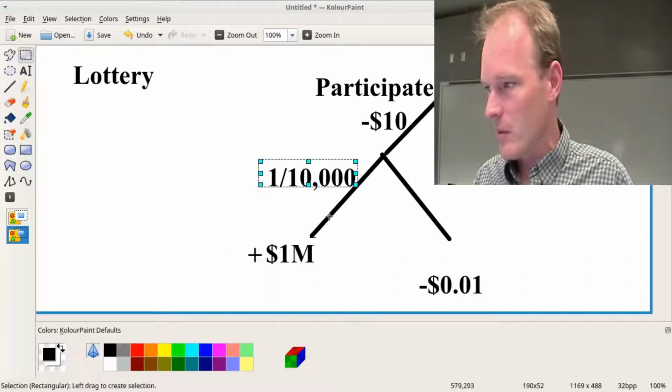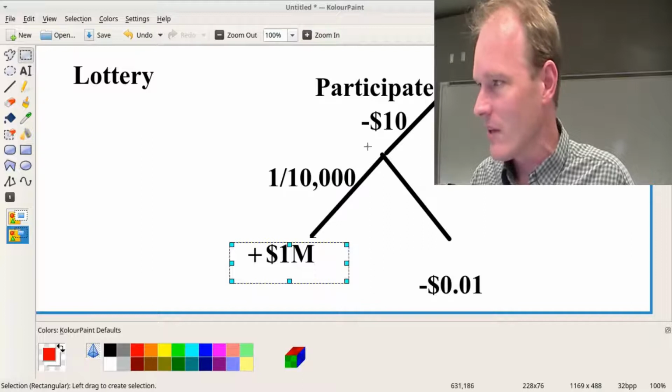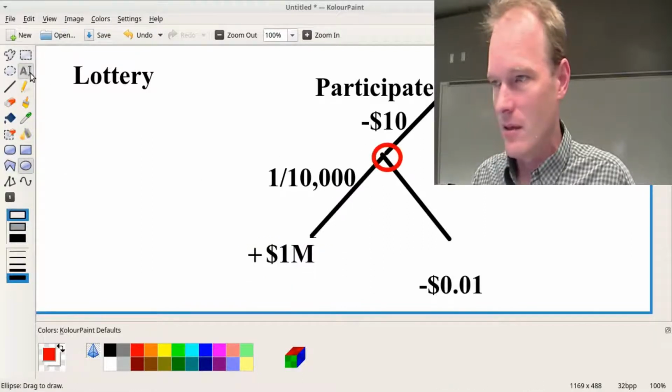I'm going to multiply this probability by the winnings to calculate the utility of arriving at this particular node in the tree. Okay?